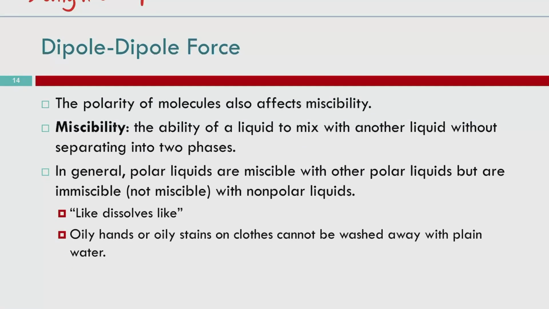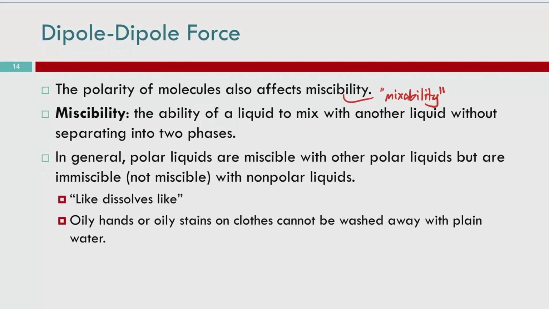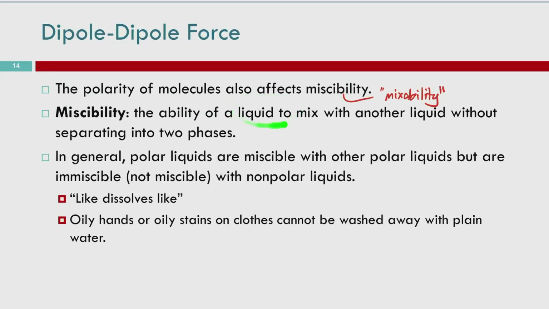Polarity also affects miscibility, which we've talked about before. It's sort of mixability. It's not exactly the same, but we can think of it as mixability. How mixable the two things are, how well they'll dissolve into each other. So miscibility is the ability of a liquid or a solid to mix into a liquid without separating out into two phases. Phases here being layers.